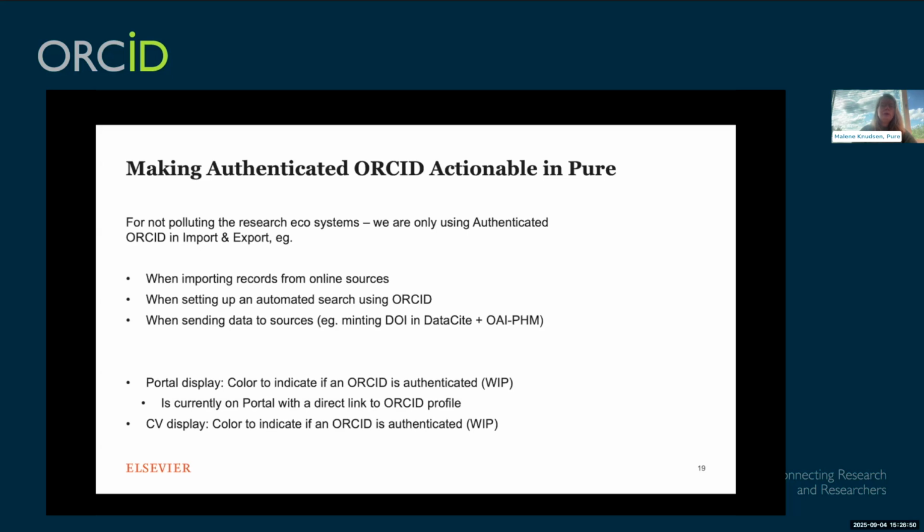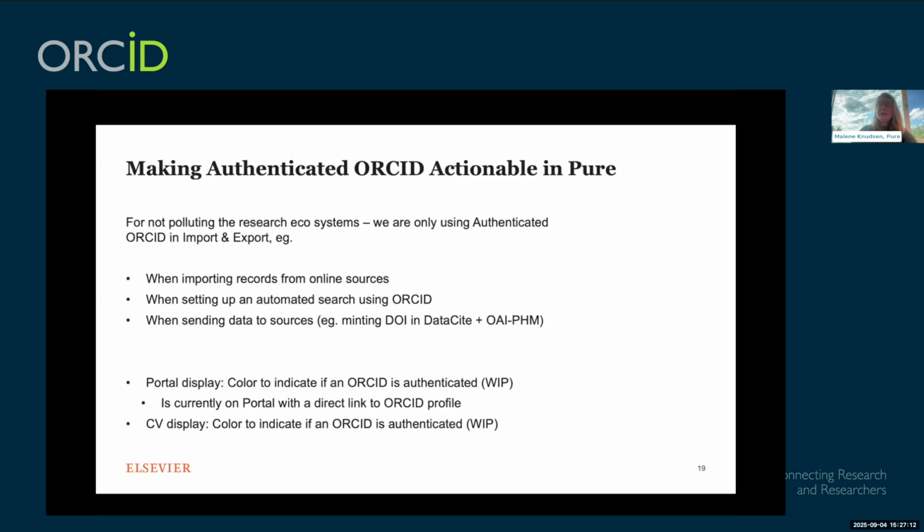So importing, we use these authenticated ORCID IDs. If you want to set up an automated search, so this is the search where once a week we check ORCID, do you have any records that belong to me that I should put into Pure? Well, we can do that, but only on authorized ORCIDs, so we know for sure that it's the right number.